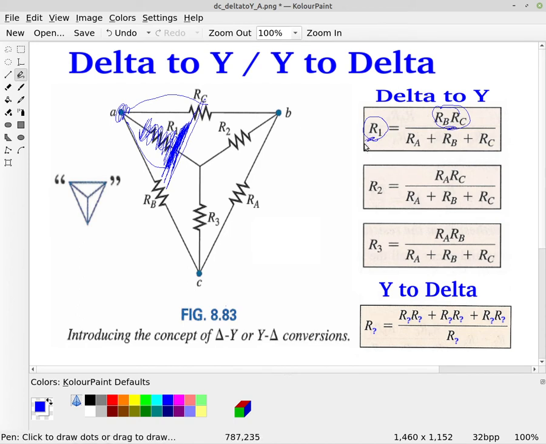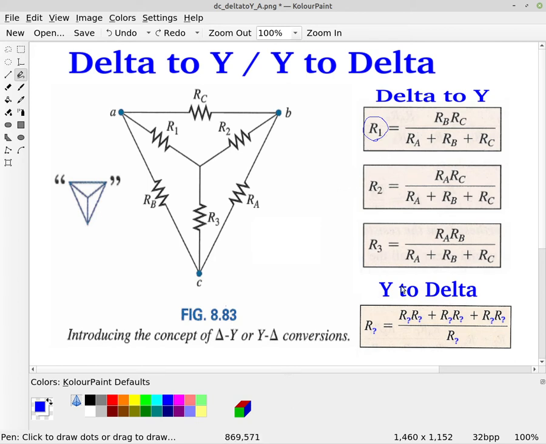So it doesn't matter whether this is a 1 or an A or B. What you need to do is simply look at the physics. If I want to find this value of resistance, I use these two resistors. If I want to get this resistor, I use these two. And if I want to get this resistor, I use these two, and the denominator does not change. All right, so it's very, very simple.